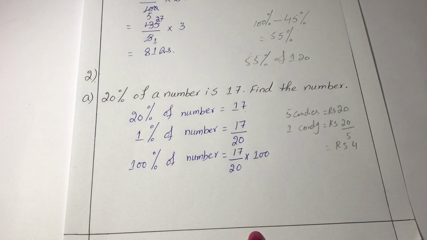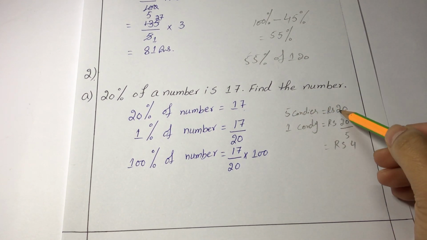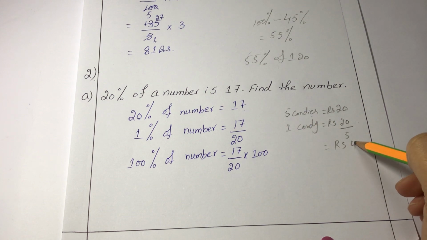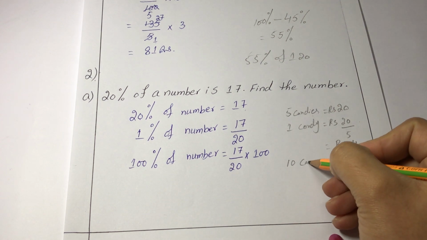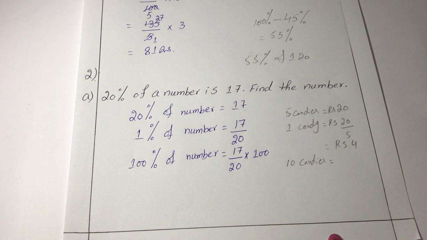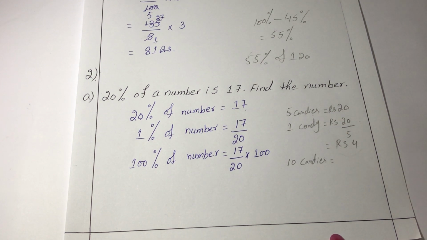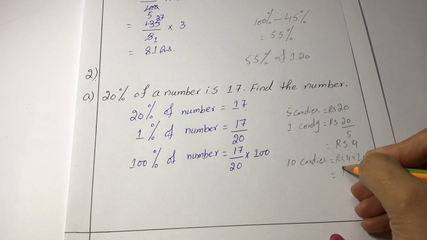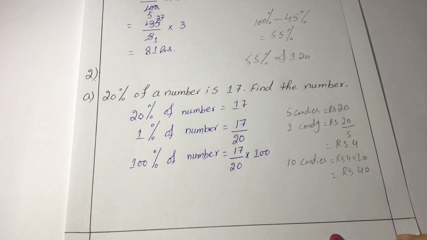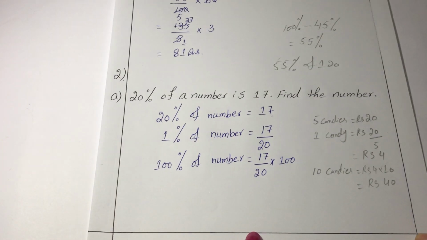Let's again take the help of this example. The cost of 5 candies was 20 rupees, the cost of 1 candy was 4 rupees. And if you need to calculate the cost of 10 candies, how will you do that? Obviously, 1 candy costs 4 rupees and 10 candies would cost 10 fours are 40 rupees, right? Understood? So the same thing we are applying in the form of percentage, right?